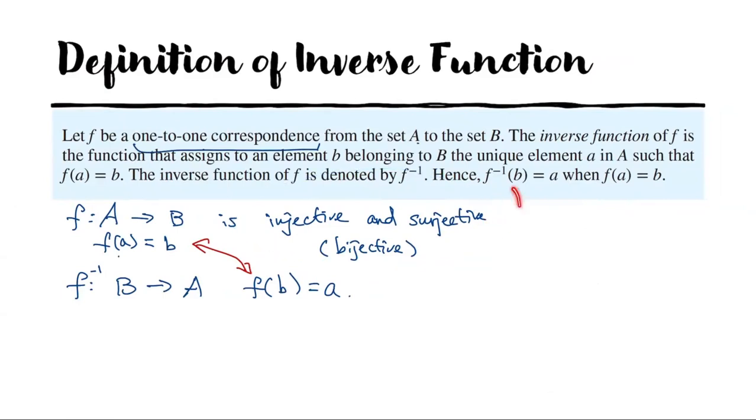If your function is bijective, then the inverse function exists. The inverse function will be from set B to set A, where f of A equals B means f inverse of B equals A. So you take the original output as your input, and it returns the input that originally went to that output. We use a little -1 in the exponent to denote the inverse.